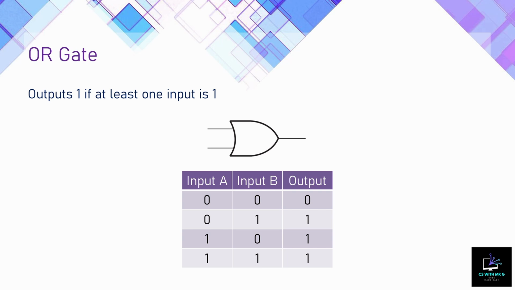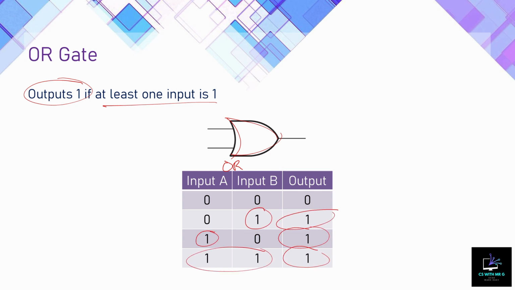Next is an OR gate. And as you can see, there's a slight curve to it. And the rule for an OR gate is that 1 is output if at least one input is 1. So essentially, A or B can be 1. And if A or B is 1, like it is here, here, and here, then the output will be a 1. So if there's a 1 anywhere in the input row of the truth table, the output will always be a 1.